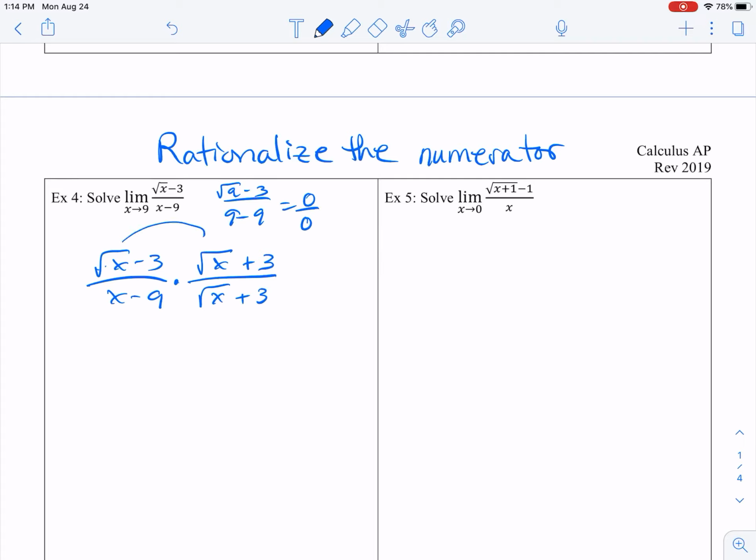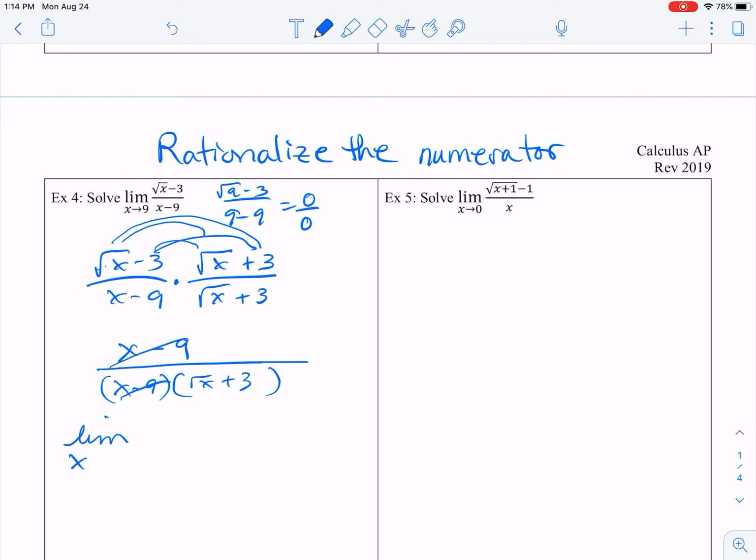When I multiply square root of x times square root of x, you get x. This gives me a negative 3 root x. This gives me positive 3 root x, so it goes away. And negative 3 times 3 is negative 9. The bottom is still x minus 9, and this is square root of x plus 3. You'll notice I did not FOIL those because now I can cross these out. And this problem becomes the limit as x approaches 9 of 1 over the square root of x plus 3. When you plug in 9, you get 1 over the square root of 9, which is 3. 3 plus 3 is 6.